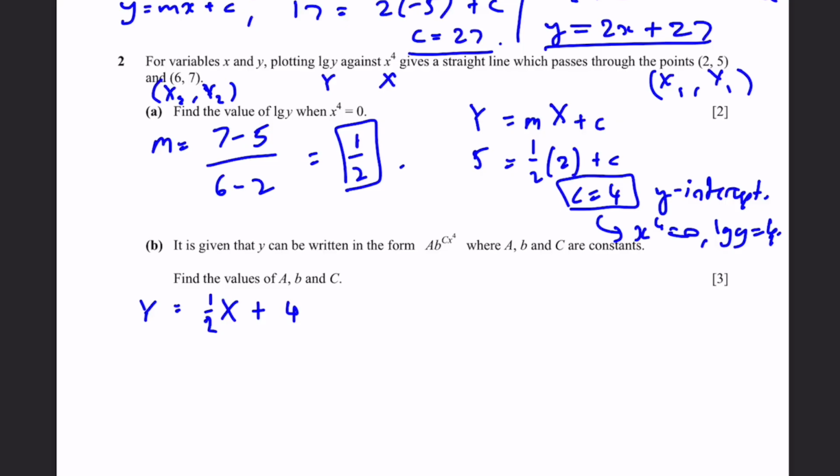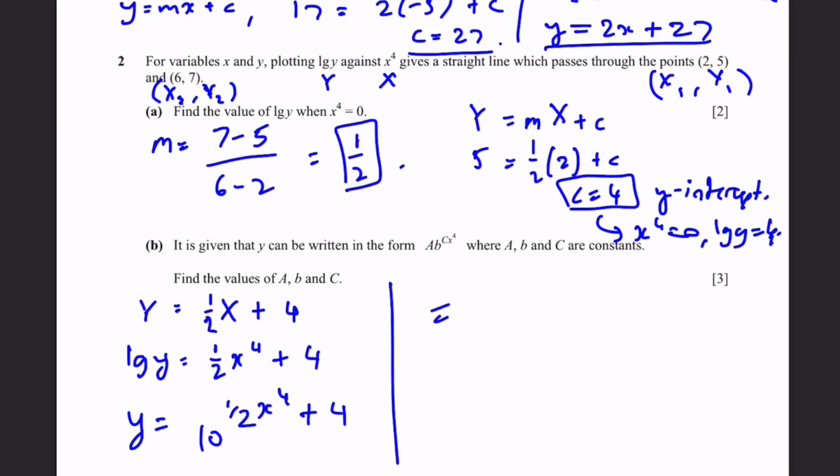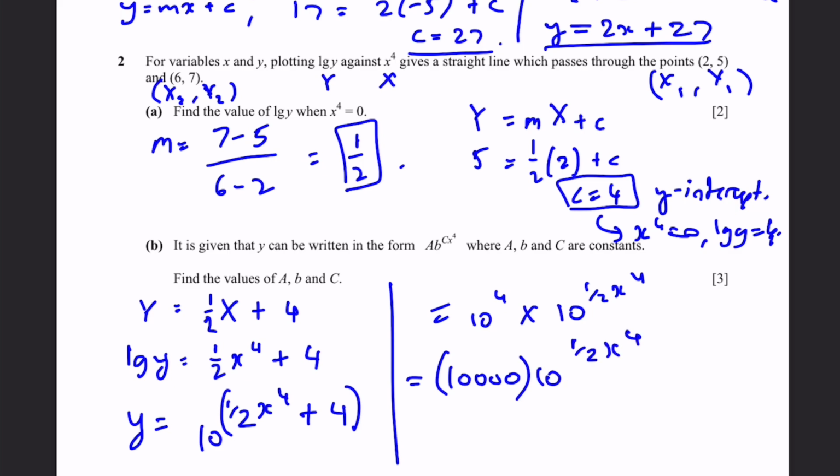Now we can actually substitute these log y and x to the power 4 back. So log y is equal to half x to the power 4 plus 4. And y is simply going to be equal to 10 to the power of this over here. And this can be written as, we can split this into 2 separate terms. So 10 to the power of 4 times 10 to the power of half x to the power of 4. And this is just 10,000 times 10 to the power of half x to the power of 4.